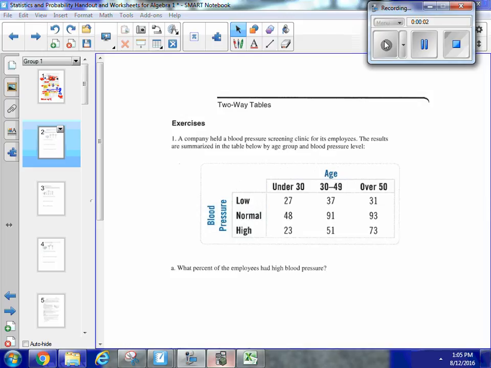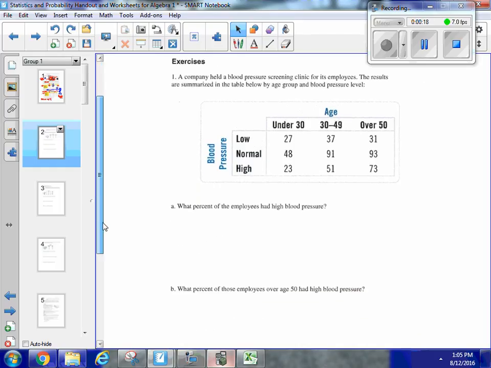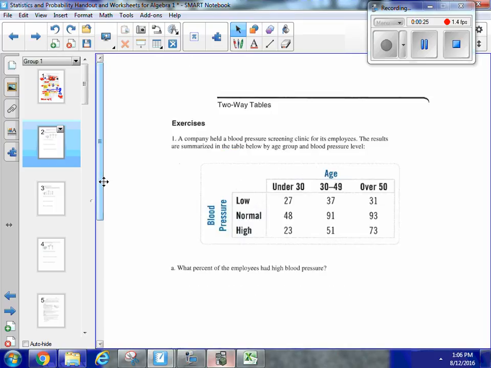So let's do a two-way table problem. You'll see these on the SAT and the ACT. And one of the things that I like to do when I see a two-way table, of course, I'm going to scan the problem to see what the key things are that they're really going to be asking me. But most of the time it's going to be involving relative frequencies, so I'm going to be looking for a percent. And in order to find the percent, I'm going to have to know what some of the numbers are.